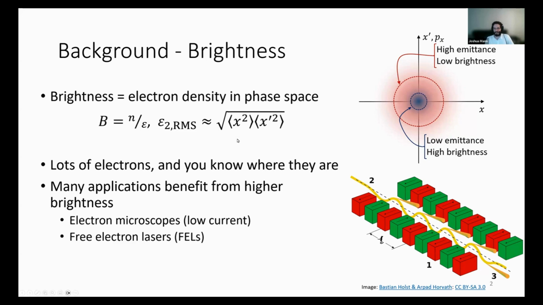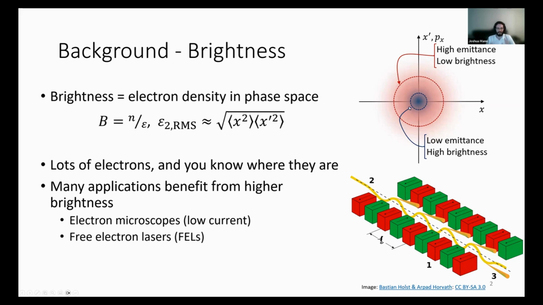And the RMS emittance, if you're just looking at 2D emittance, is a combination of the variance in position and in angular spread or transverse momentum. The idea is that if you have a 1D phase space, with position on the horizontal axis and angular spread or momentum on the vertical axis, your beam is going to occupy some volume in that phase space. If you have a very high brightness beam, then you have a lot of electrons concentrated into this small volume. If you have a lower brightness beam, maybe you have the same number of electrons, but they're spread over this larger volume.